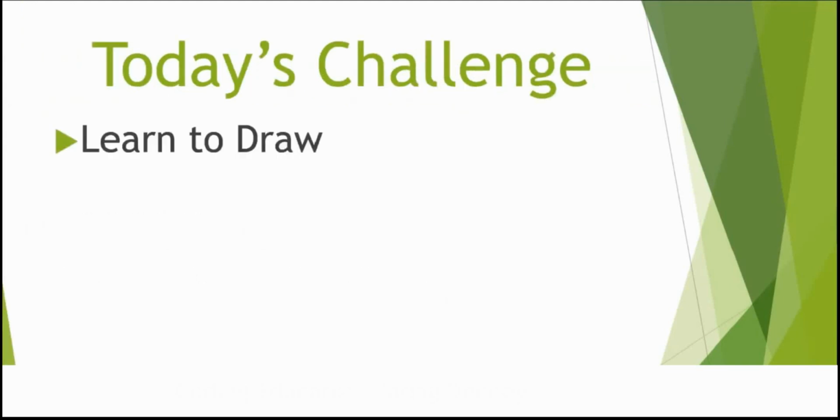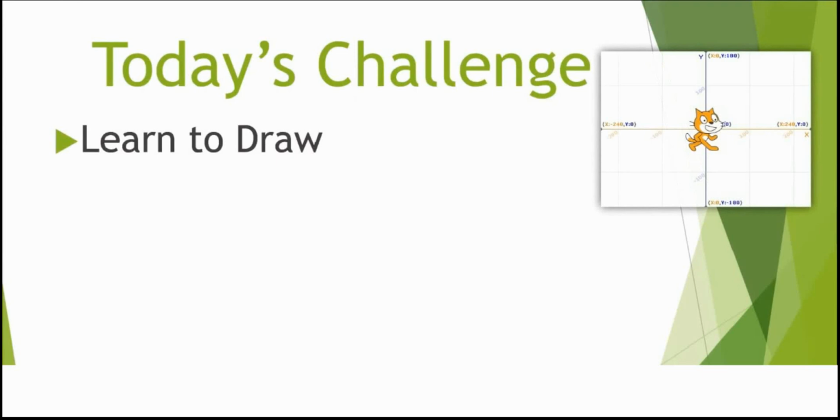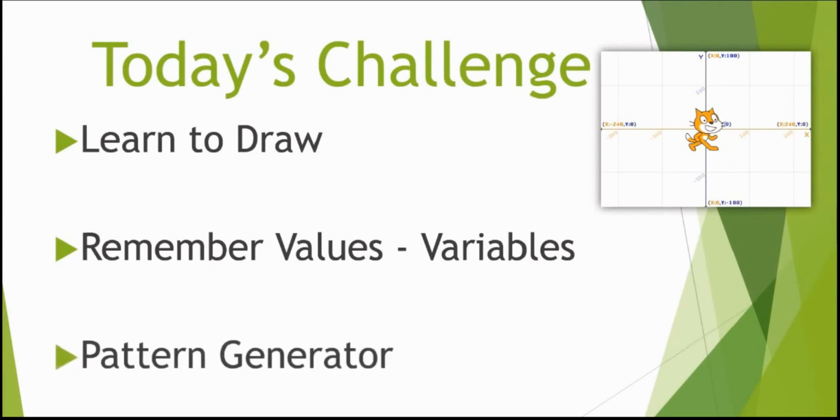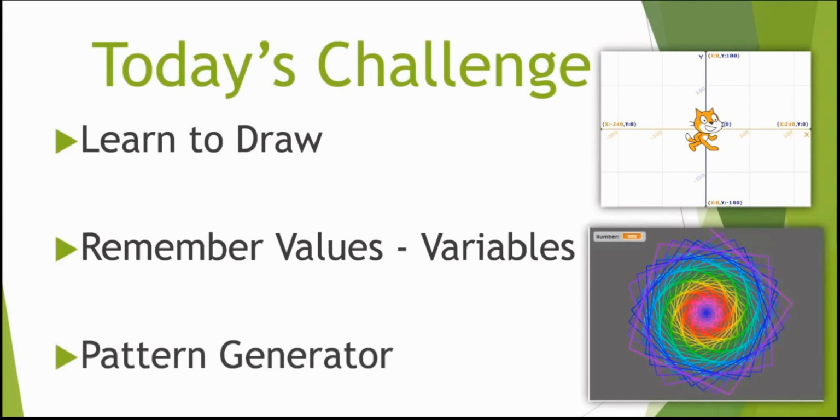Today we're going to be learning how to draw. That means we're going to take a look at some coordinates, moving Scratch and drawing shapes. We'll also be using the pen tab today. We're looking at using variables later on, and we used variables in the last lesson a little bit. So today we're going to have a better understanding of how they work. And of course, we're going to be making our pattern generator, which will make lovely different spiral shapes and will be lots of fun to do as well.